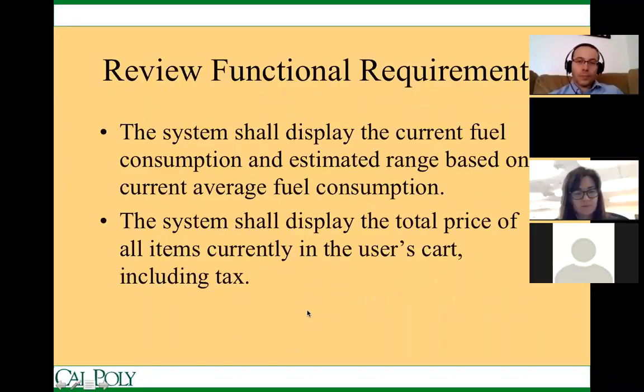Let's look at the second one real quick. The system shall display the total price of all items currently in the user's cart, including tax. Is it clear? Is it testable? How would we know when that's done? Could you imagine creating an acceptance test saying, give it these inputs and this should be the output?